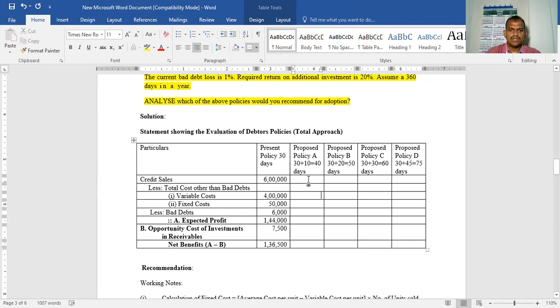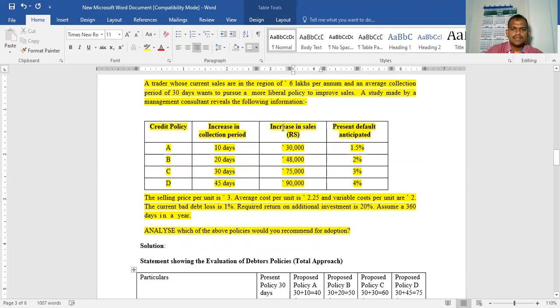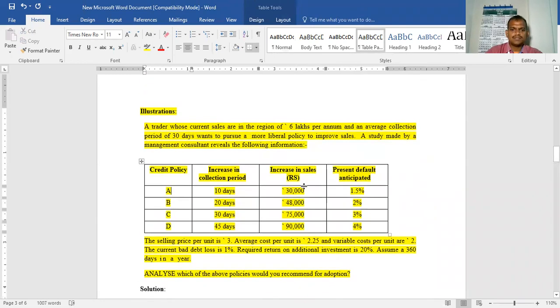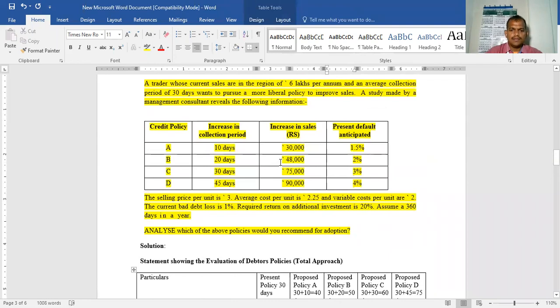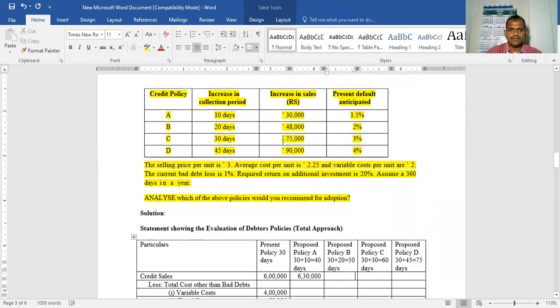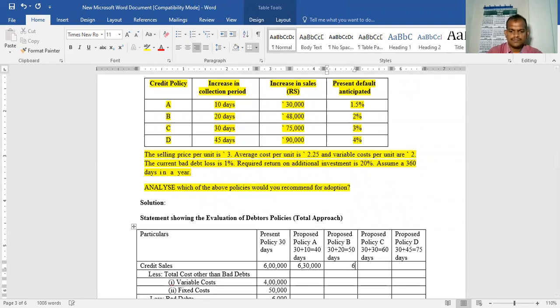Now policy A. Credit sales. Increase in sales will be 30,000 if the trader adopts the policy. It means 6 lakhs plus 30,000, 6 lakhs 30,000. Let us calculate the sales for other policies as well: 6 lakhs 48,000, 6 lakhs 75,000, 6 lakhs 90,000.